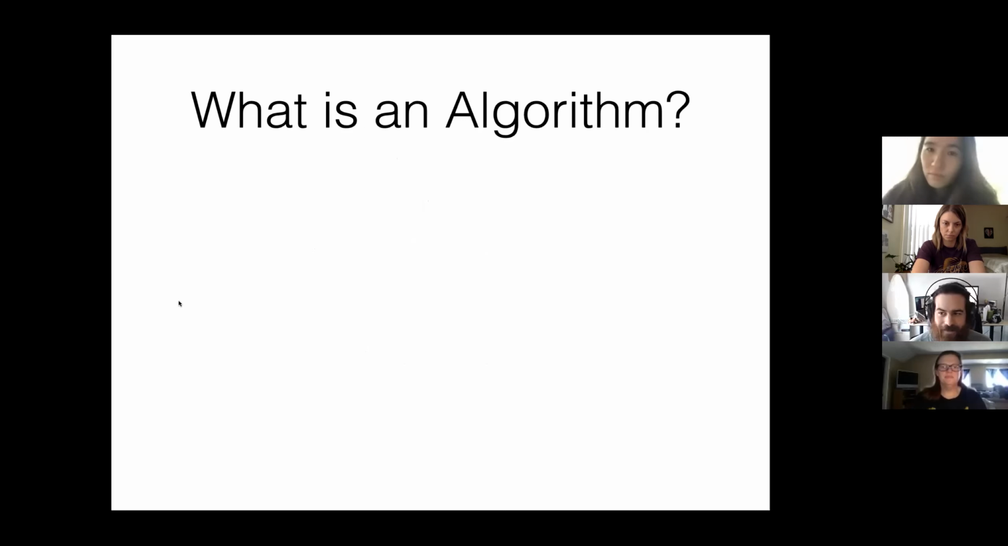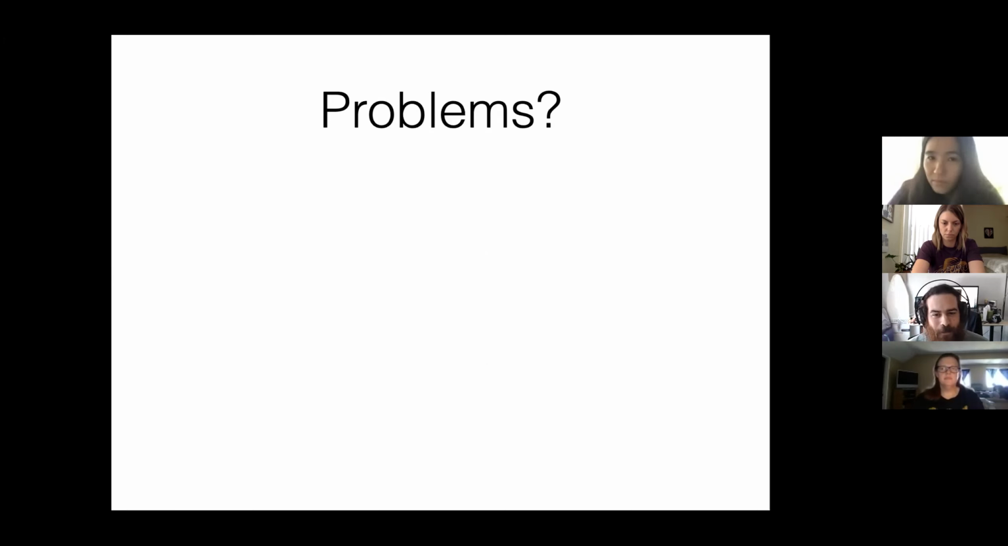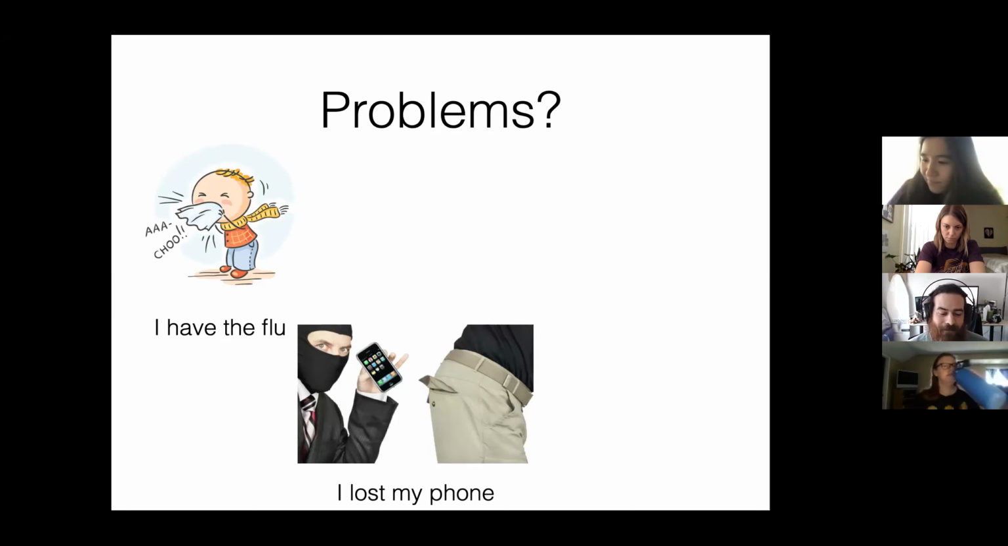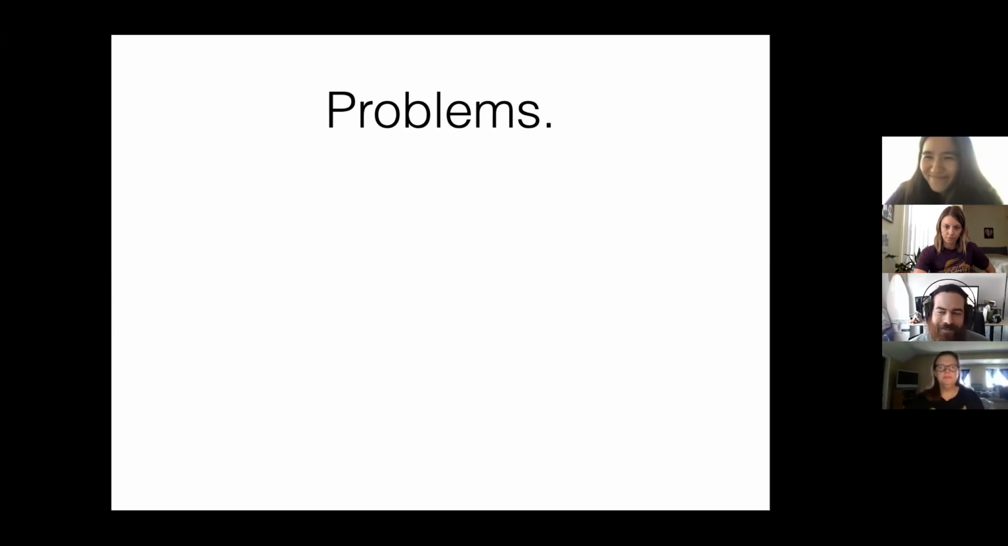What even is an algorithm? So I like to look up things in the dictionary when I do not know what they are. Webster claims that an algorithm is a step-by-step procedure for solving a problem or accomplishing some end, especially by a computer. And that's not the most helpful definition in the world, because this could mean a lot of different things, right? So, for instance, I have lots of problems. I have the flu. Maybe I lose my phone. Maybe I have a sandwich that doesn't taste so good.